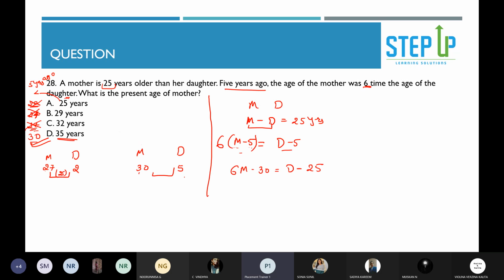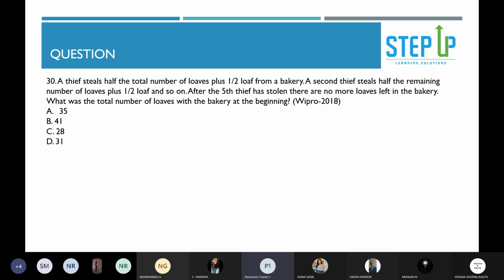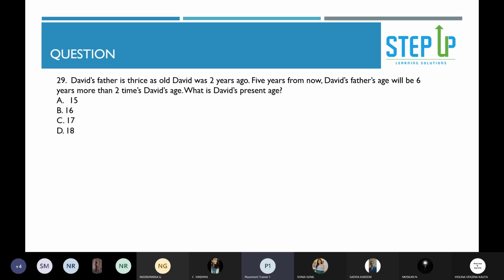Now, in all previous questions, they have given it a little clearly, but in this question they haven't given it so clearly. David's father is thrice as old as David was 2 years ago. What does this mean? Father's present age is 3 times David's age 2 years ago. So 2 years ago, David was D minus 2.